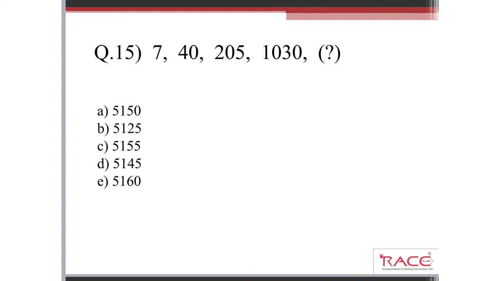This is again a very interesting question, number 15. Sometimes we get confused by seeing the first two values, so it is better we start from the middle. You can see how to reach from 205 to 1030. It is very easy: times 5 plus 5. Here again times 5 plus 5, times 5 plus 5. So this is the series. Next will be times 5 plus 5.